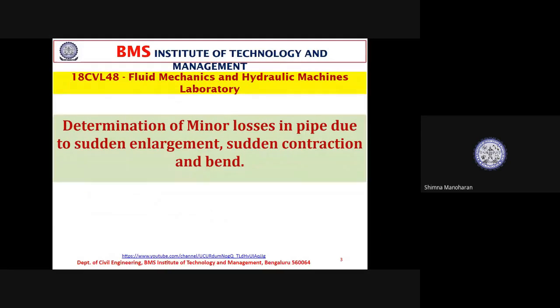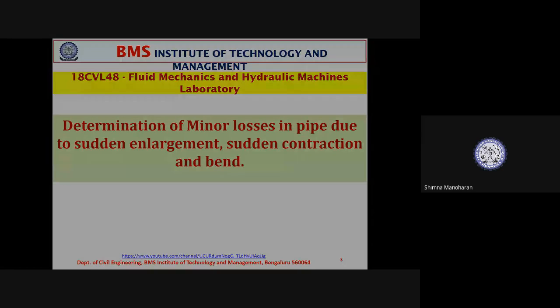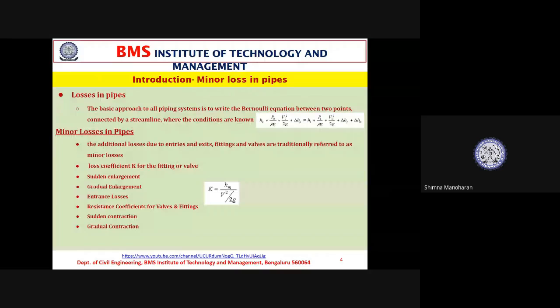So in this lecture, you will be seeing how to determine minor losses in pipe due to sudden enlargement, sudden contraction and bend. This experiment is prescribed under the Fluid Mechanics and Hydraulic Machines Laboratory for 4th semester in the 2018 scheme. In the previous video titled Major Losses in Pipes, you have seen what the types of losses are and why the computation of losses in a pipe system is important.